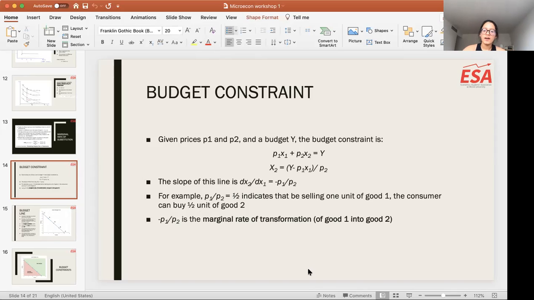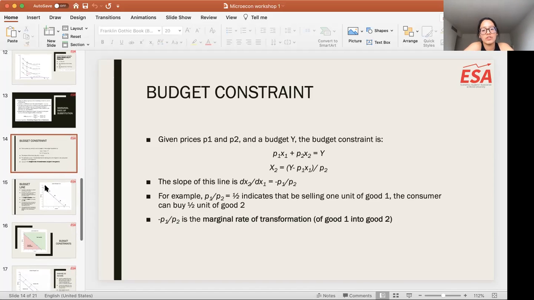It's basically just a ratio to quantify how much you prefer one good to another. The marginal rate of transformation is minus P1 over P2, which they may ask you as well. They have a lot of questions about the marginal rate of substitution and transformation, but the formulas are pretty straightforward, so they don't try to complicate it. So that's an intro to what the budget constraint looks like.